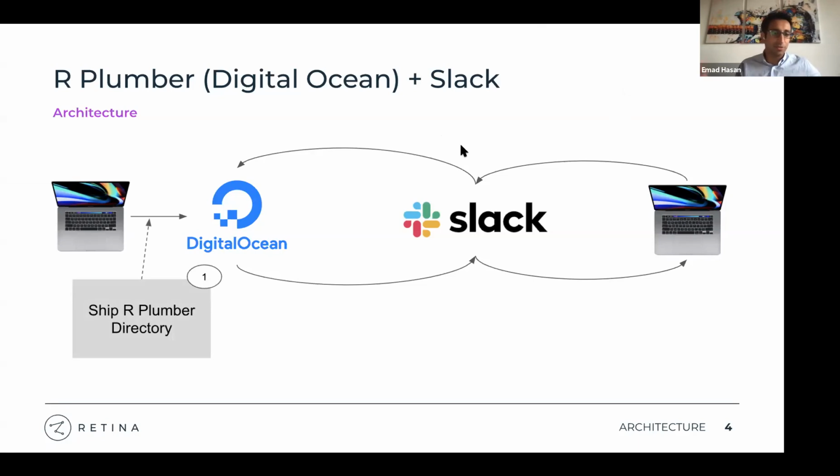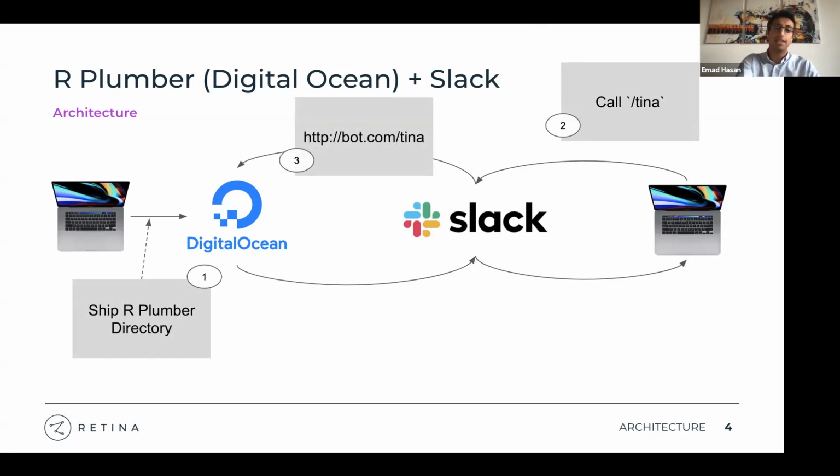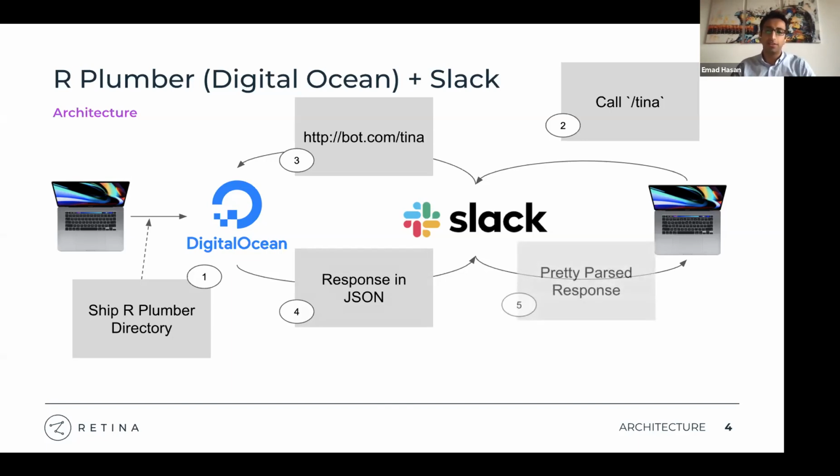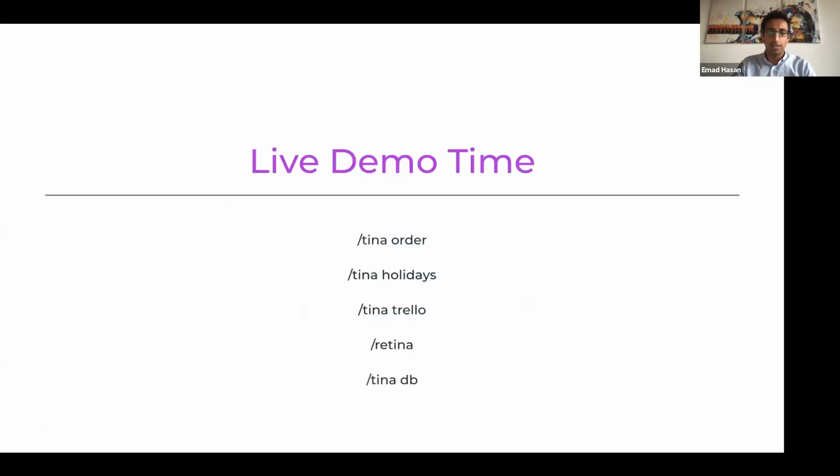So here's how it starts. First of all, you write your R code and you ship your R Plumber directory remotely over to DigitalOcean. Then somebody decides to do a / command on their Slack terminal, which will go over to the Slack API. Slack API will then ping your host, where you've been hosting your R Plumber code, and that kicks off a job or some sort of a response. The DigitalOcean server or R Plumber will respond with the JSON that gets interpreted by Slack and shows up on your computer.